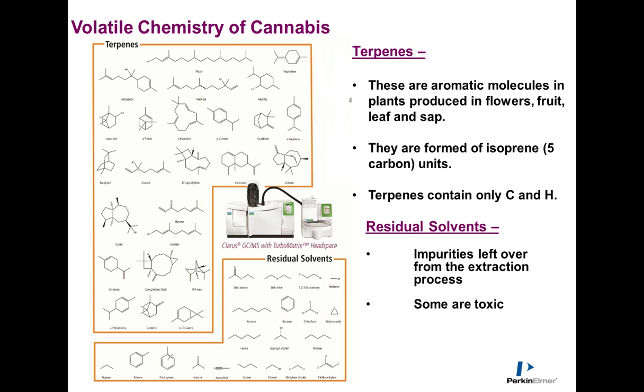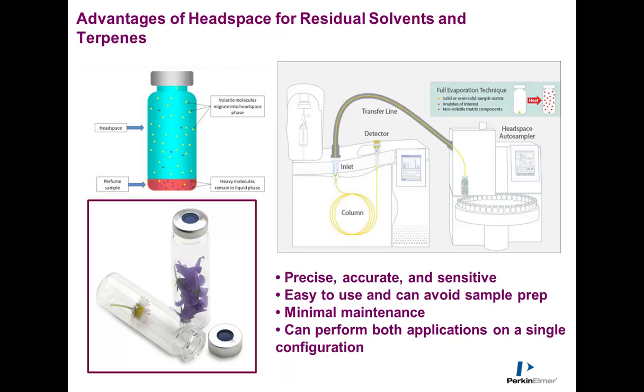Secondly, residual solvents are a very important class of GC chemistry compounds. These are potential impurities left over from the extraction process. Some are toxic, so understanding the level and making sure it is low or negligible is important to ensuring the quality of the cannabis and hemp product.